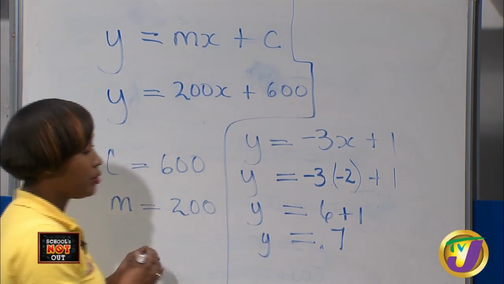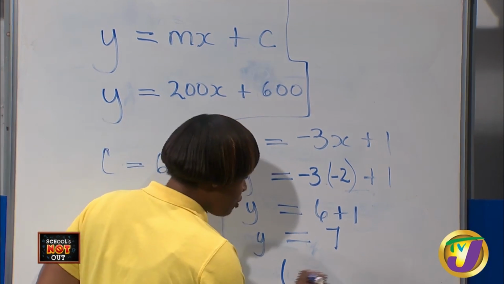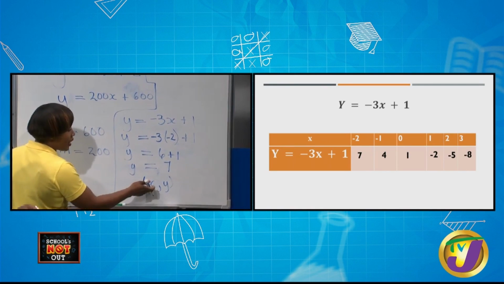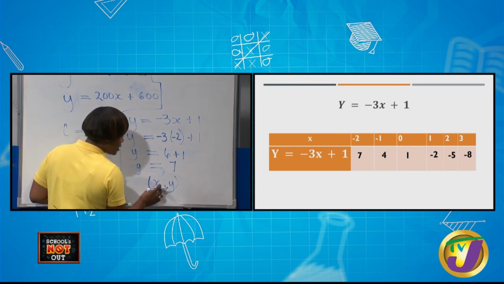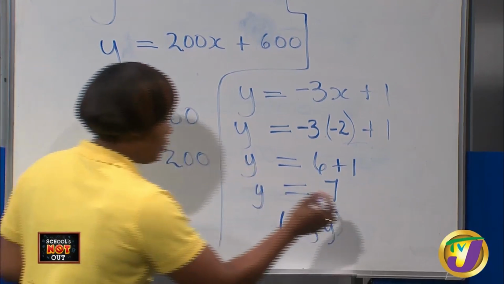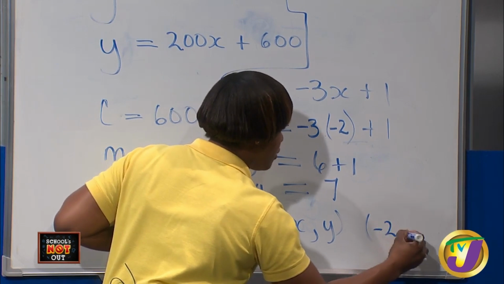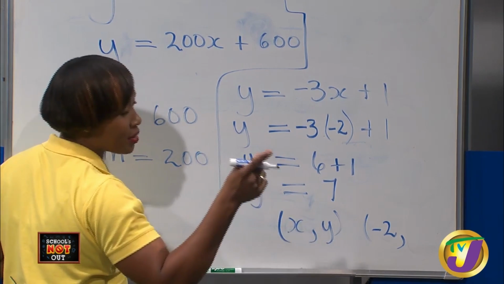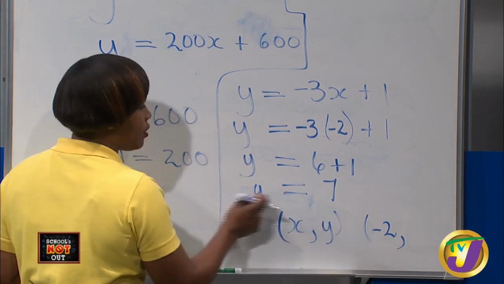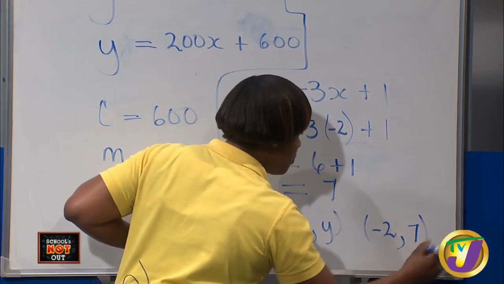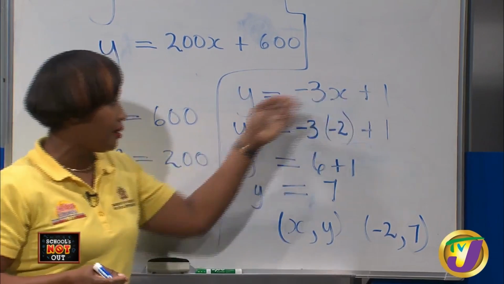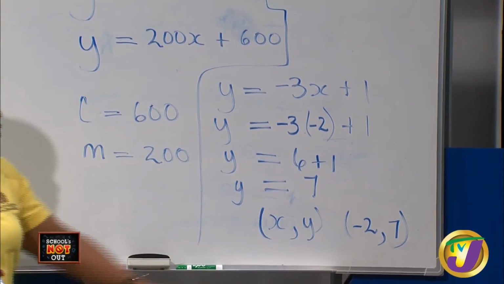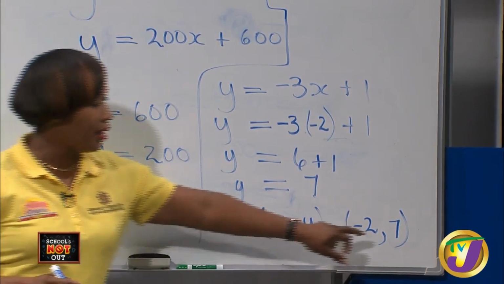Now we're going to look at how we put this on the graph. How do we represent this graphically? Coordinates come in this format: we have an x and a y. So your x value here, what did we substitute? -2 for the x, and for the y we got 7. So one point on this particular line, this is an equation of a line, can now be plotted using -2 for your x value and 7 for your y value.